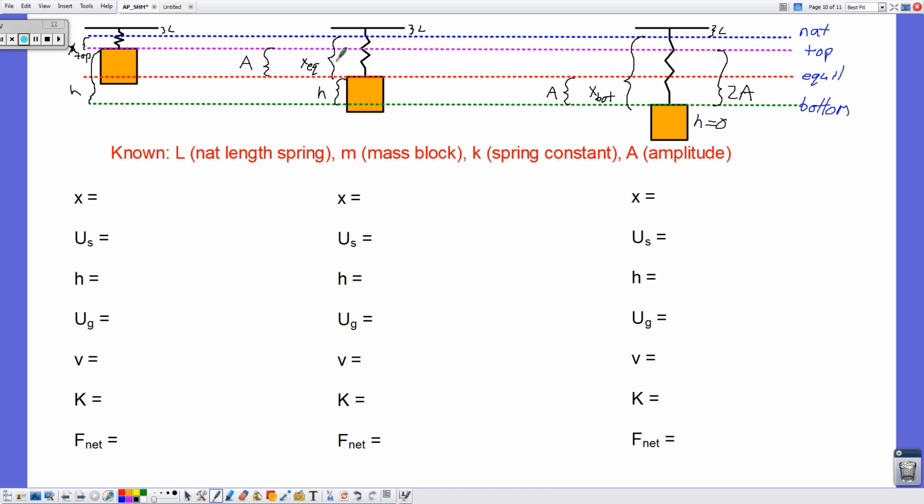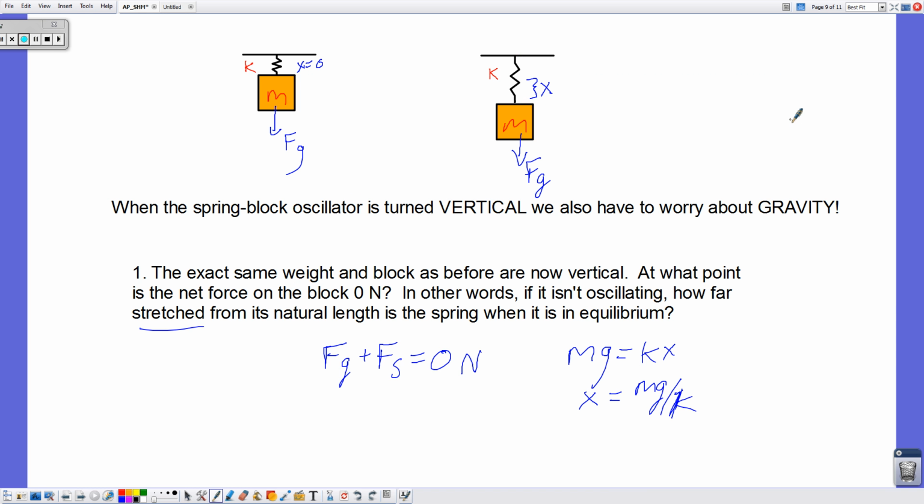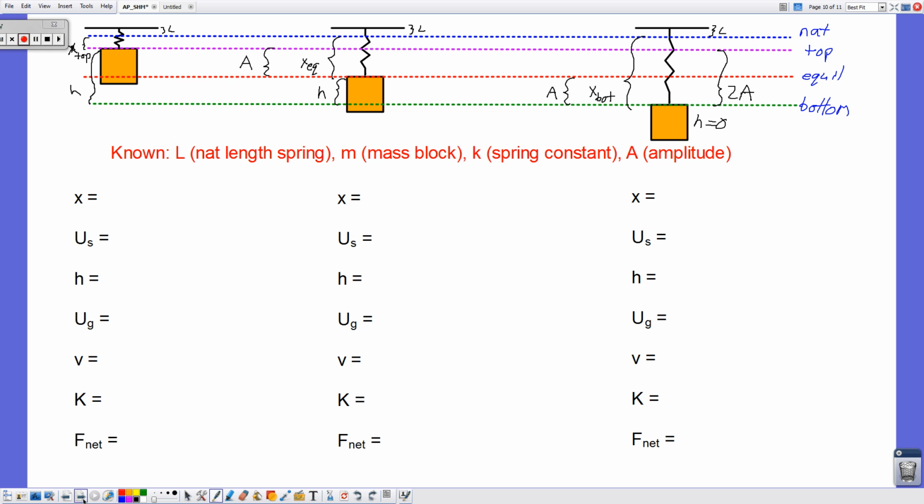One more hint. The equilibrium position is not the same as its natural length when it is a vertical block oscillator. I wonder what the new equilibrium position might be. All right, there you go. I've given you all the hints you could possibly want. Go.